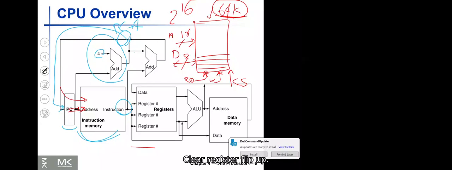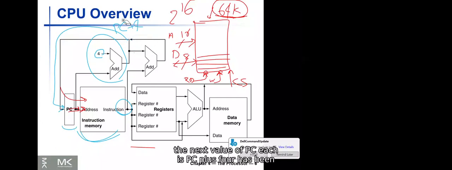Clear? Register, D flip-flop. So you see here the next value of PC, which is PC plus 4, has been calculated and is ready at the input of the register of PC. When the next clock cycle comes, this value would be the new PC. And again, this PC goes to instruction memory, brings the instruction out of memory, and so on. So this is the next PC that we calculate.